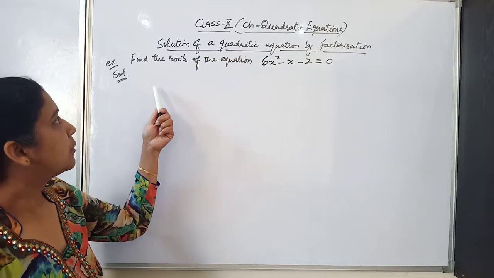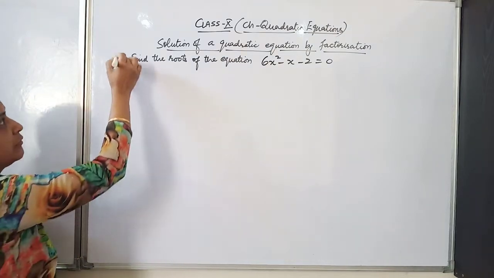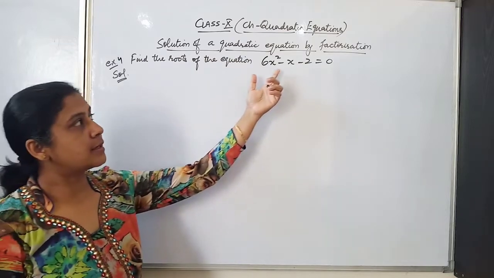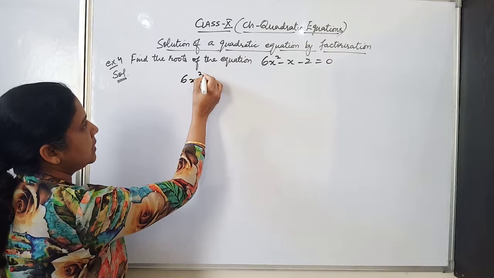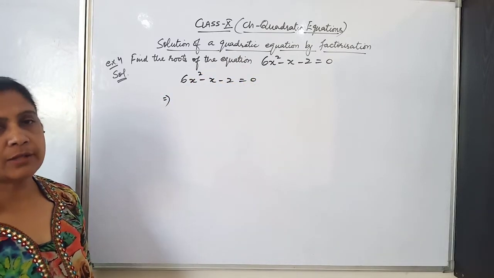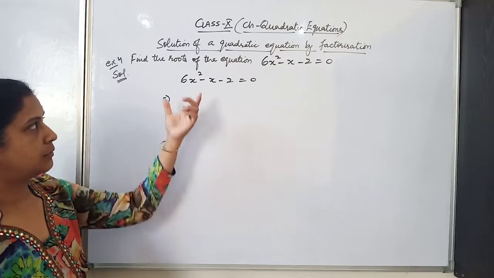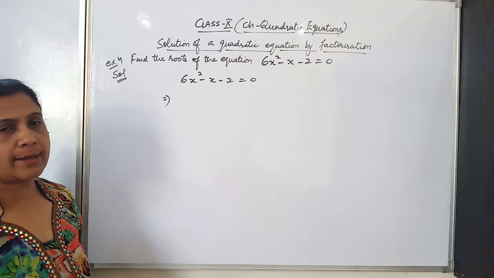Let's start with another question. This is next example. This is example number 4. Find the roots of the equation 6x square minus x minus 2 is equal to 0. I will be using the method of factorization. We are going to do the practice of factorization only today. For today's topic is solution of a quadratic equation by factorization. So that's what I am going to use.